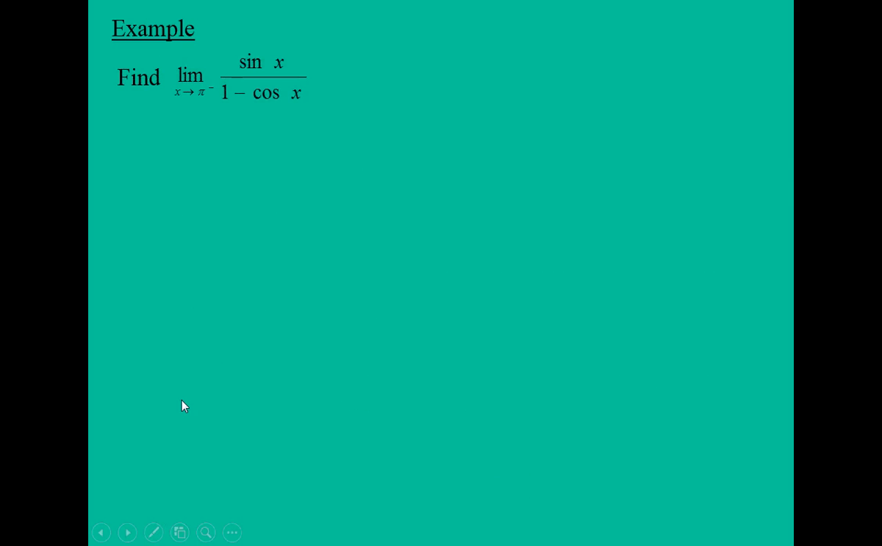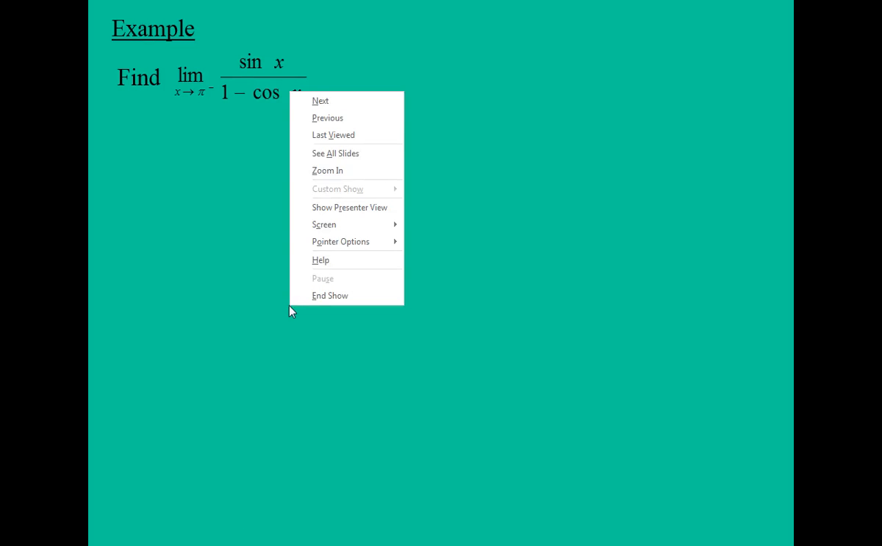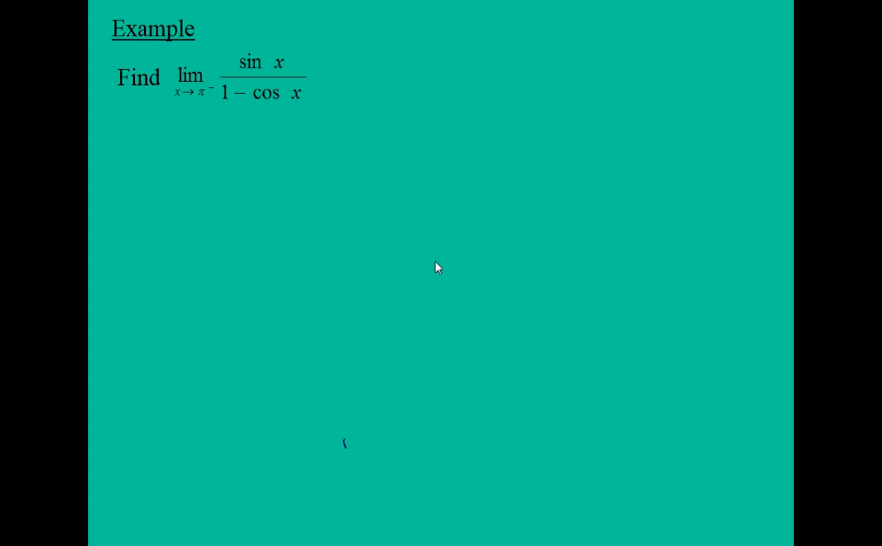Find the limit of the sine of x divided by 1 minus cosine of x as x approaches pi from the left. If we use direct substitution, as x approaches pi from the left, we can use direct substitution. We would get the sine of pi is 0. 1 minus cosine of pi would be 1 minus -1, which is 0 over 2.